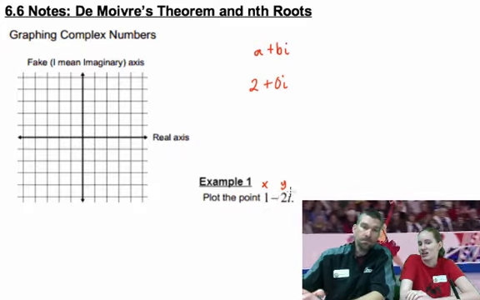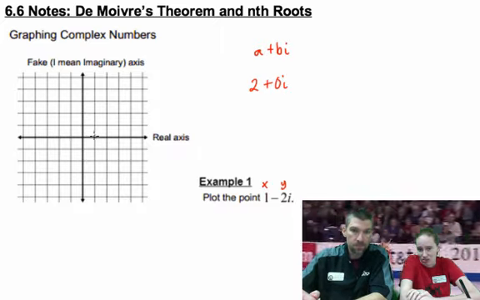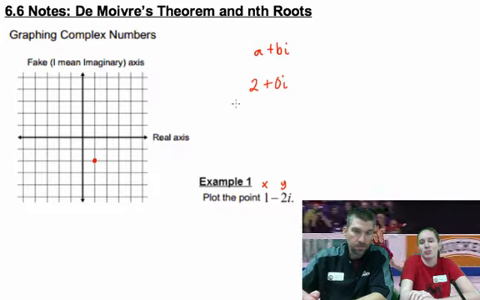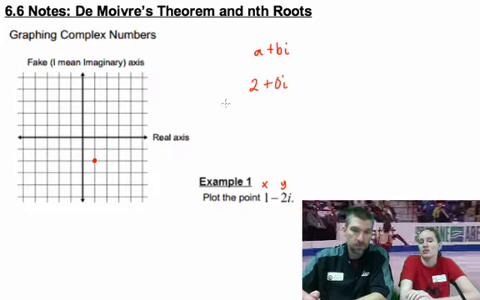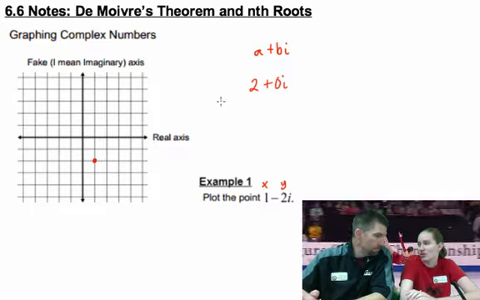The real part is the x, and the imaginary part is the negative 2. So we go right 1 and then down 2. There it is right there. And that is the complex point, 1 minus 2i. Right. So that's just to get us all on the same page.